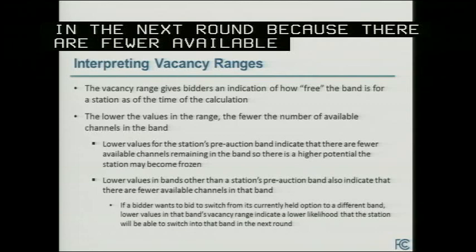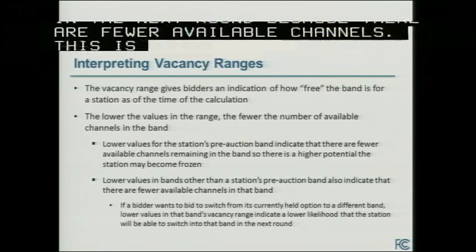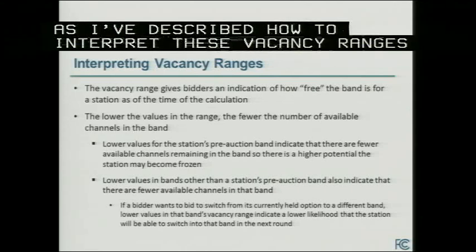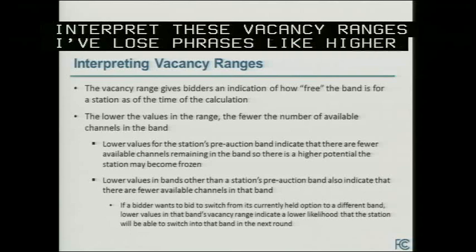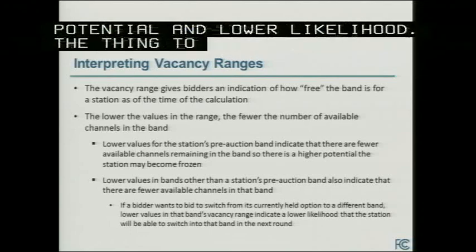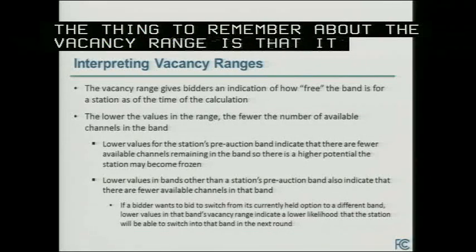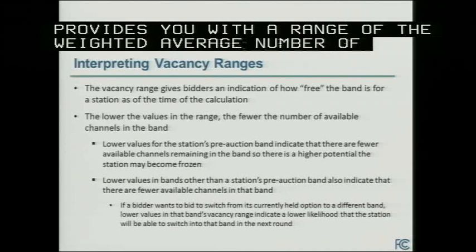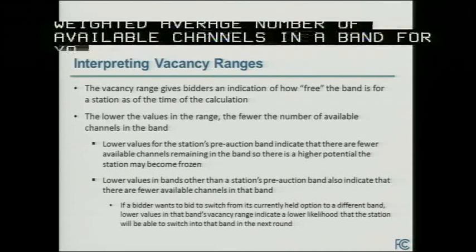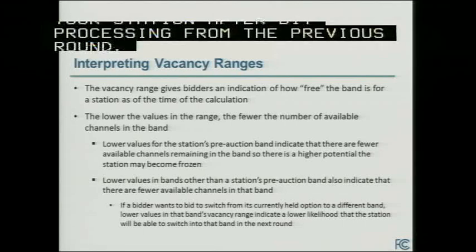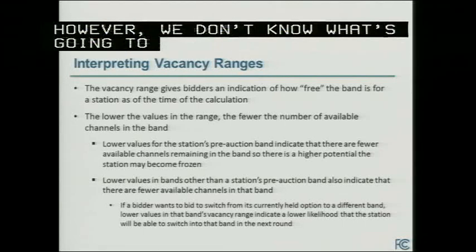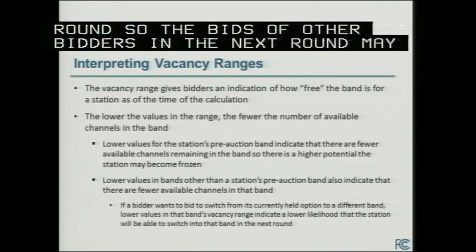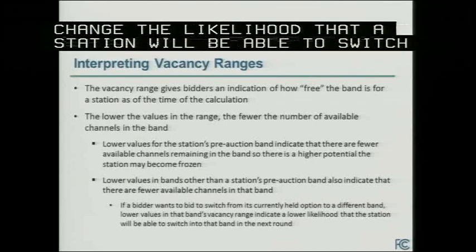Now, this is important. As I've described how to interpret these vacancy ranges, I've used phrases like higher potential and lower likelihood. The thing to remember about the vacancy range is that it provides you with a range of the weighted average number of available channels in a band for your station after bid processing from the previous round. However, we don't know what's going to happen in the upcoming round, so the bids of other bidders in the next round may change the likelihood that a station will be able to switch into a new band or the likelihood that the station will still have a feasible channel in its pre-auction band.